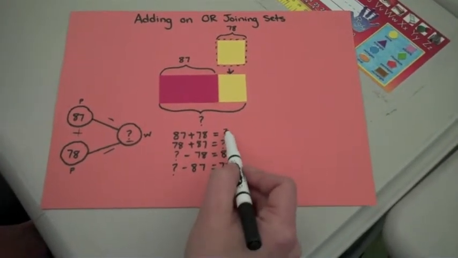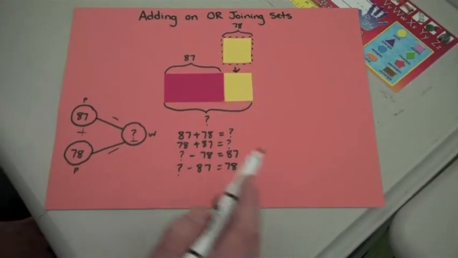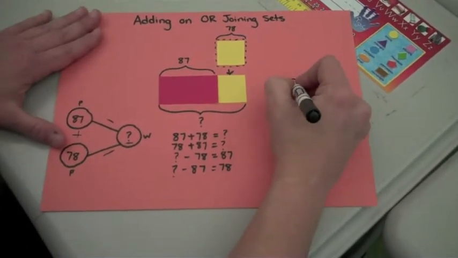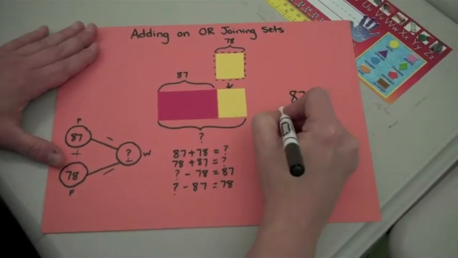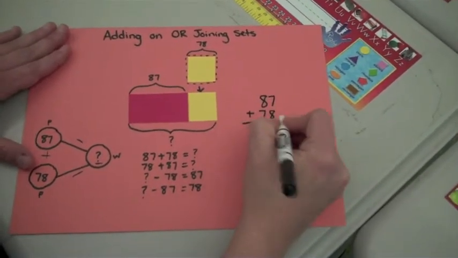Now the students know to look for the easiest problem to solve. They're looking for a question mark in the answer. So I notice that there are two that have a question mark in the answer, so I'm just going to choose one of them. I'm going to choose the first one, which is 87 plus 78 equals.